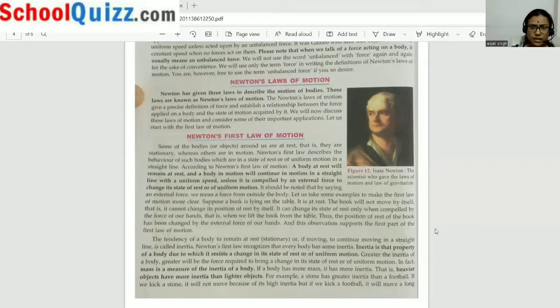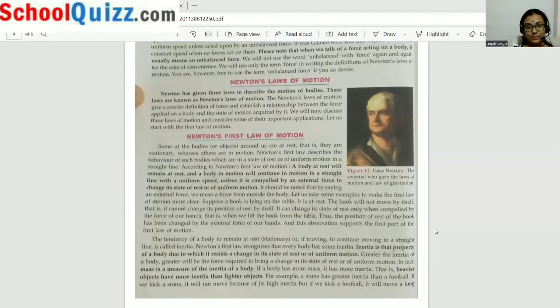Again, there are so many examples: the position of a book, the position of a cyclist, anything. So many examples in the universe are based on Newton's law. That is why he is considered a great scientist. Now after this, we'll move to inertia.